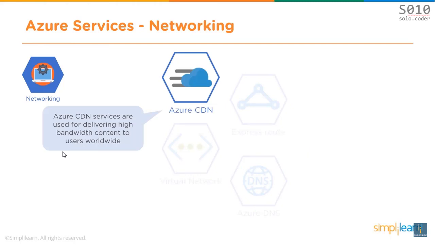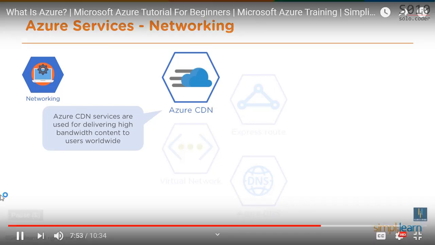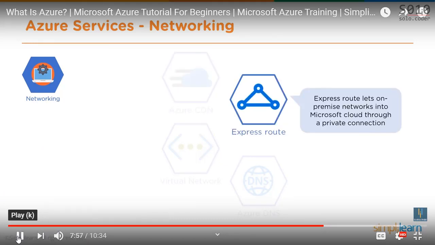First up, we have Azure CDN, or the Content Delivery Network. The Azure CDN service is basically for delivering web content to users. This content is high bandwidth and can be delivered to any person across the world. These are actually a network of servers that are placed in strategic positions across the world so that customers can obtain this data as fast as possible. Next up, we have ExpressRoute.